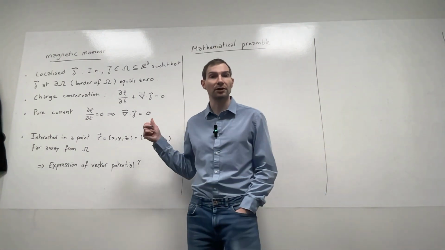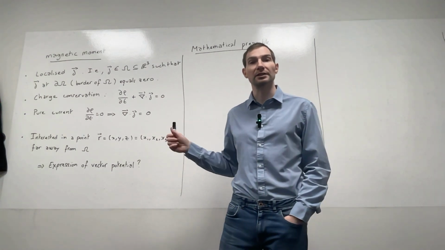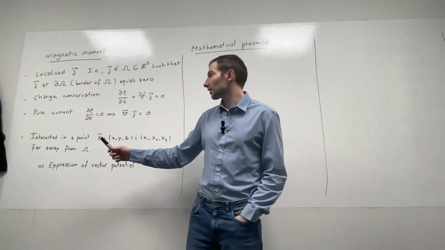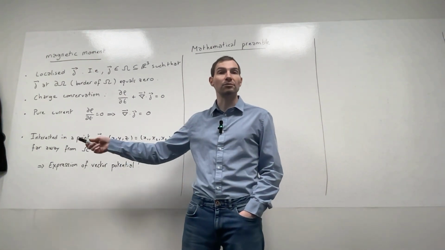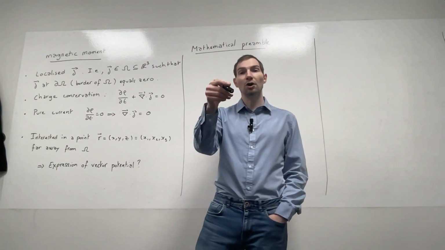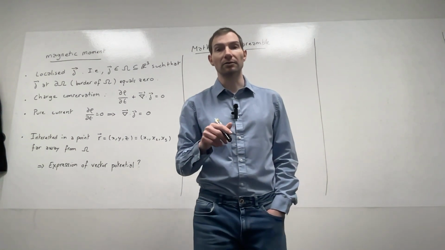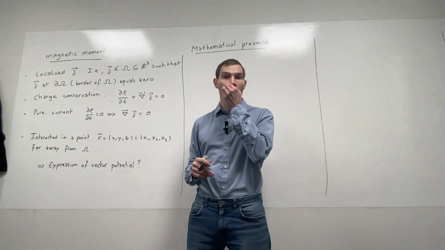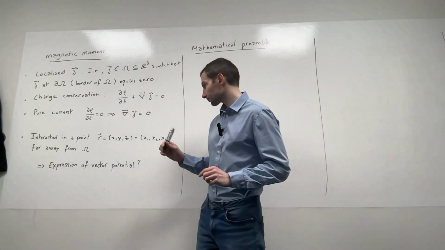And that's going to be something important later on, so that's why I'm saying it here. And finally, we are interested in a point located from some origin that we put. Usually we put the origin somewhere in the charge distribution, so within omega, but then we look very far away from it.